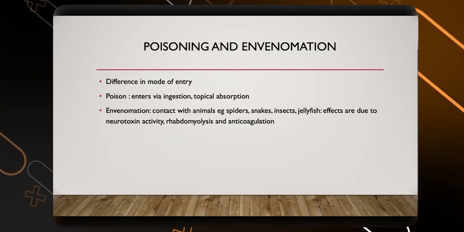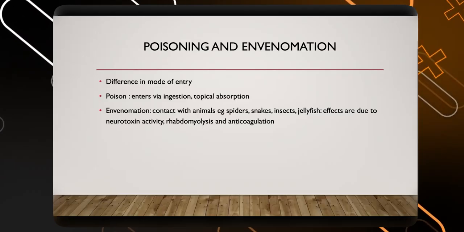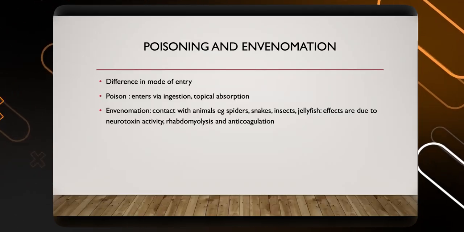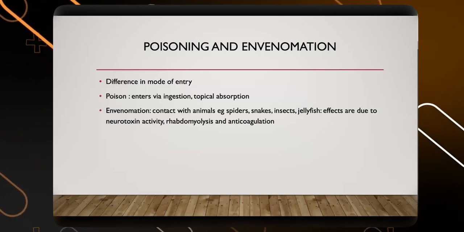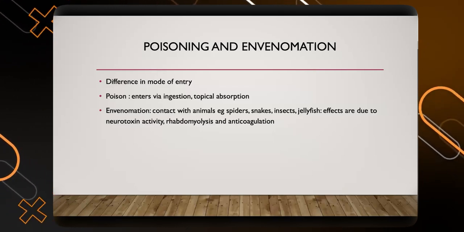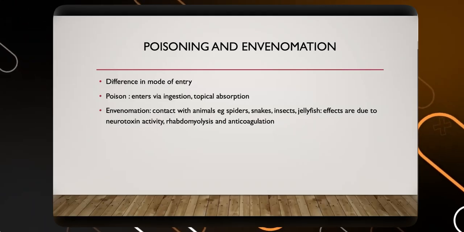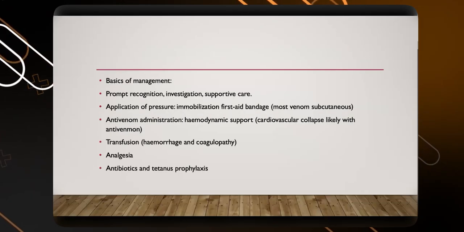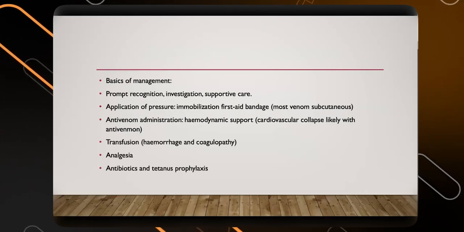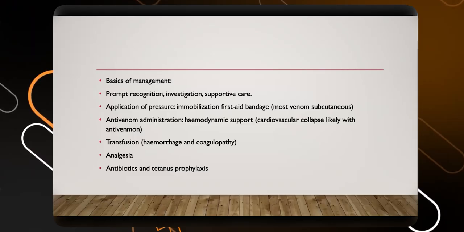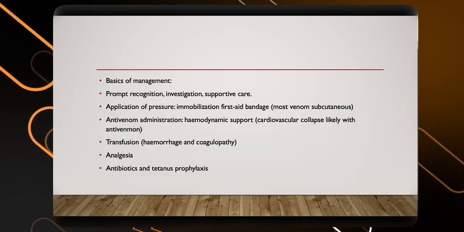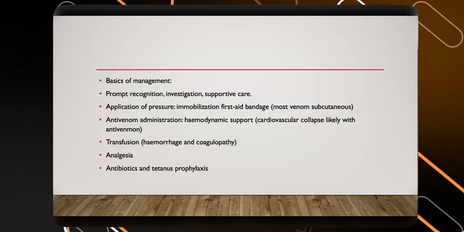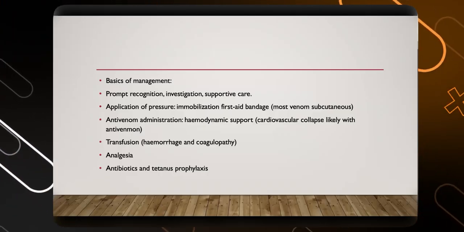Now, what is the difference between poisoning and envenomation? It's basically the difference in mode of entry. Poison enters via ingestion or topical absorption, whereas envenomation occurs due to contact with animals, for example spiders, snakes, insects, jellyfish, and effects are due to neurotoxin activity, rhabdomyolysis, and anticoagulation. The basics of management are pretty much the same: prompt recognition, investigation, and supportive care, and application of pressure leading to immobilization by first aid bandage, because most of the venom remains subcutaneous.